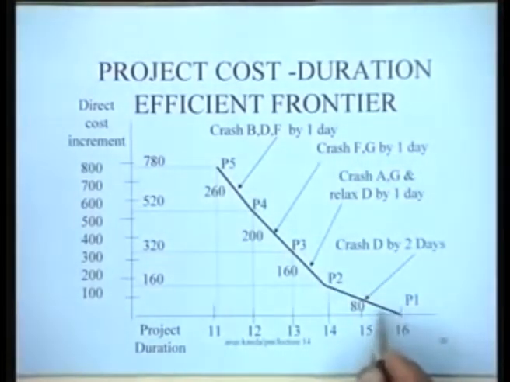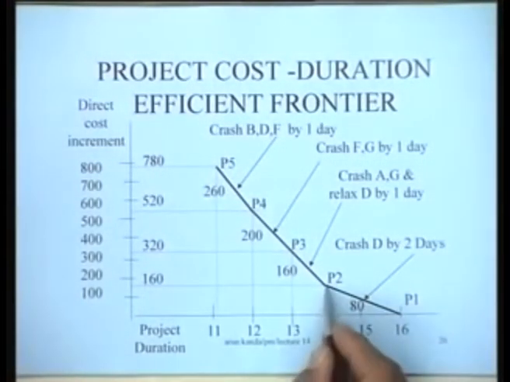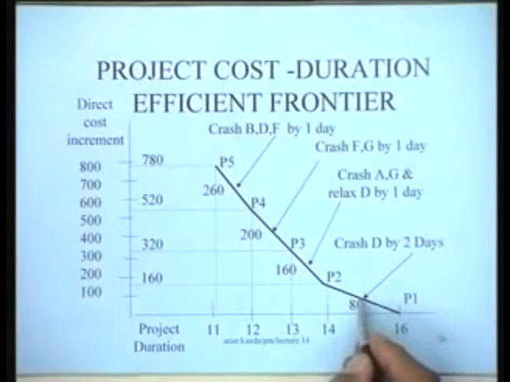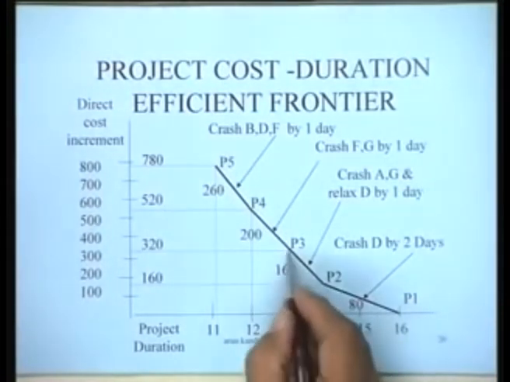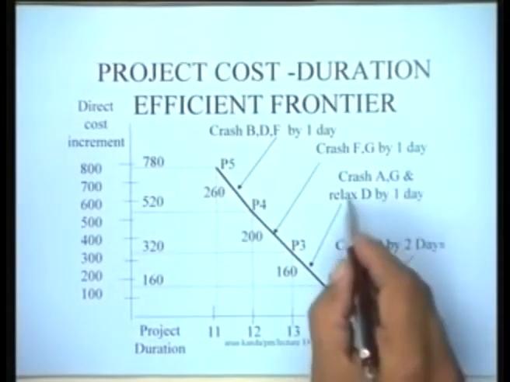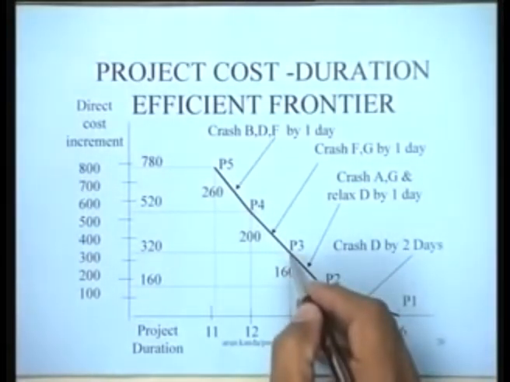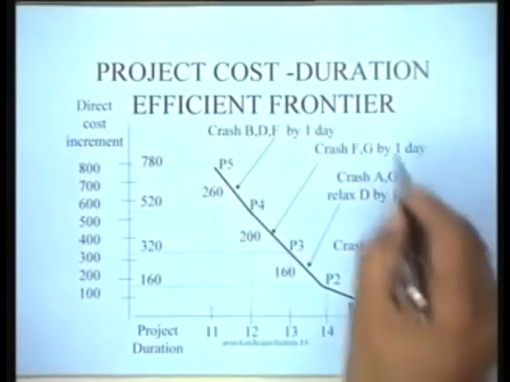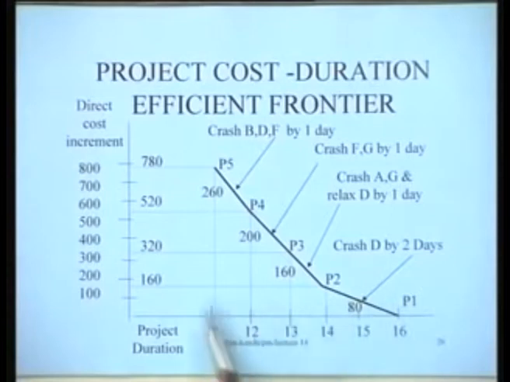And what you see is that you have this curve, and what we have here are the managerial decisions. If you want to reduce the duration of the project from 16 to 14 days, it's best to crash D by 2 days. From this to this, it's best to crash A, G and relax D by 1 day. That's what we have discovered. So these are the managerial decisions, and this curve tells you a number of things.